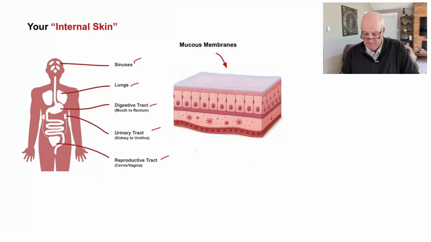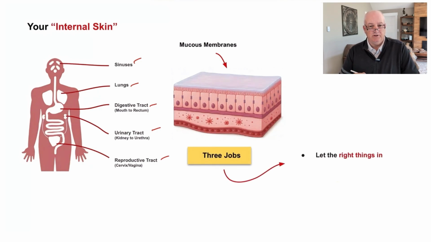Those tissues have three main jobs. One is they have to let the right things in. In our digestive tract, we have to allow food and nutrition to get into our system. In the lungs, we have to allow oxygen to get into our system. So it's a gatekeeper to allow the right things in.